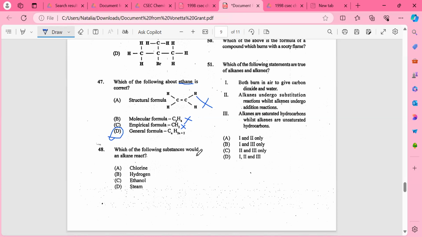Which of the following substances would an alkane react with? So alkane can only react with oxygen and halogen. So we're looking for oxygen or halogen. The halogen we're seeing here is chlorine, so it will react with chlorine.